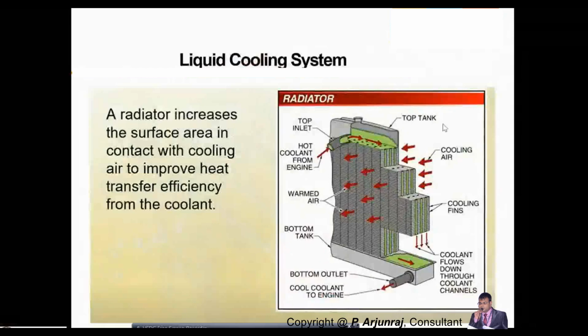This is the coolant tank, where you use ethylene glycol. You add 50% ethylene glycol and water here, and that coolant comes in. I will just start from here: this is the bottom tank, this is the top tank. The air is coming and taking the heat from the cooling fins, and the hot coolant is coming from the engine, and it goes here.